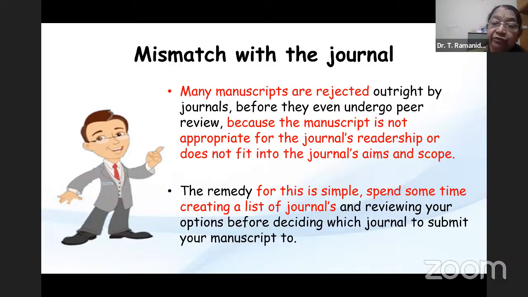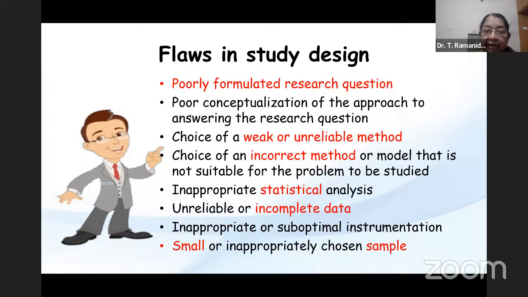Then mismatch with the journal. Many manuscripts are rejected outright by journals before they even undergo review, because the manuscript is not appropriate for the journal's readership or does not fit into the journal's aims and scope. The remedy is simple: spend some time creating a list of journals and reviewing your options before deciding to which journal you should submit your manuscript.